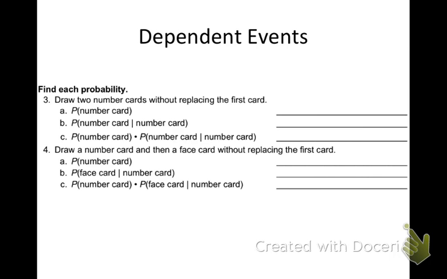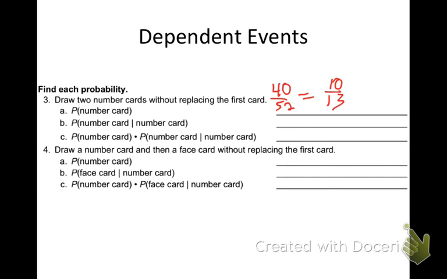Let's try number 3. Draw 2 number cards without replacing the first card. So in a deck of cards, what's the probability of drawing the first number card? How many number cards are there? 40. So 40 out of 52, or I could say that is the same as 10 out of 13. In cards, always look to simplify right away. Just divide by 4: ace, hearts, diamonds, clubs, spades, right? Just divide by 4 and you get the probability usually.